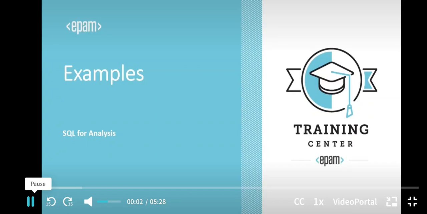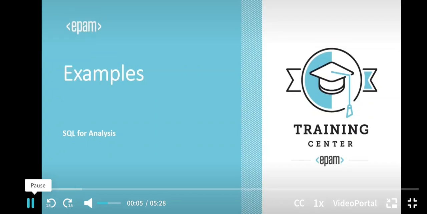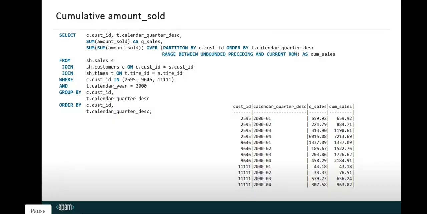Look at examples of using the window function with a given frame. In this report, we need to show the cumulative sales amount for each customer by quarter for the year 2000. This is where we can use the frame to calculate the cumulative amount. So we use the sum window function.